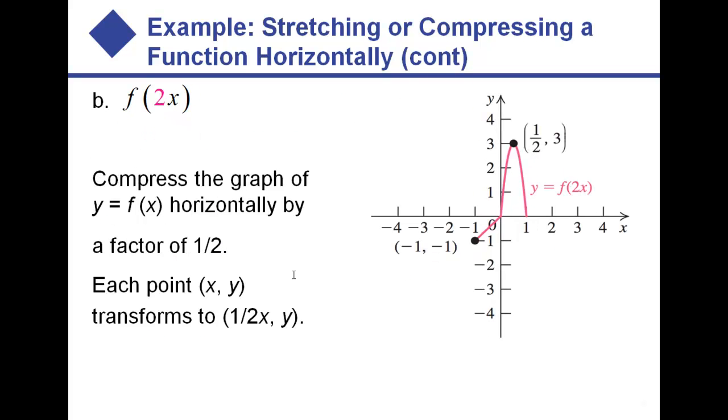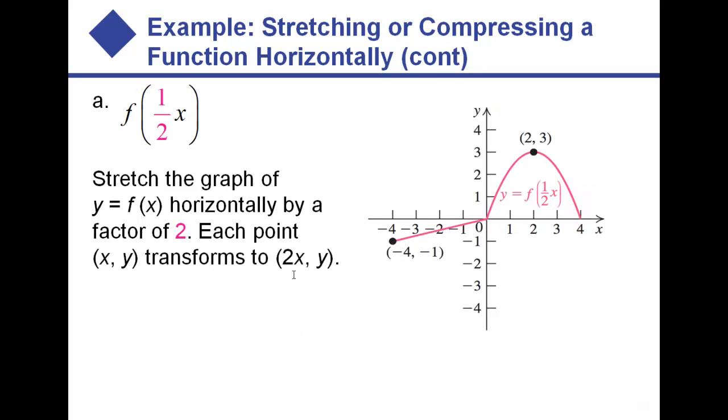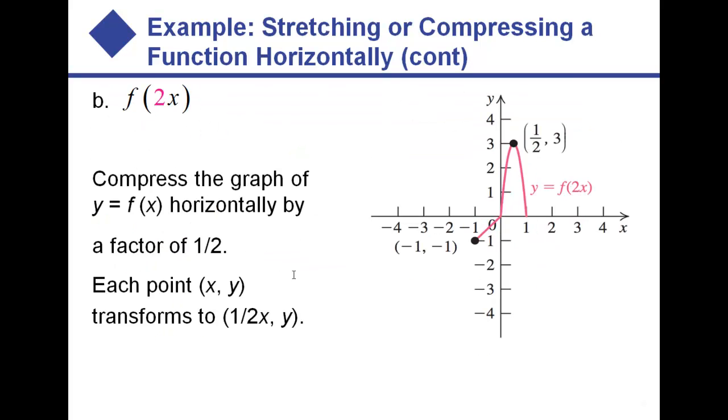Then when you put a 2 in there, you get a horizontal compression. Instead of going out to 1 to reach that maximum, you only have to go to a 1/2, and instead of that tail going out to 2, it only goes to 1. So there's the stretch, there's the compression. Stretch, normal, stretch, compression.